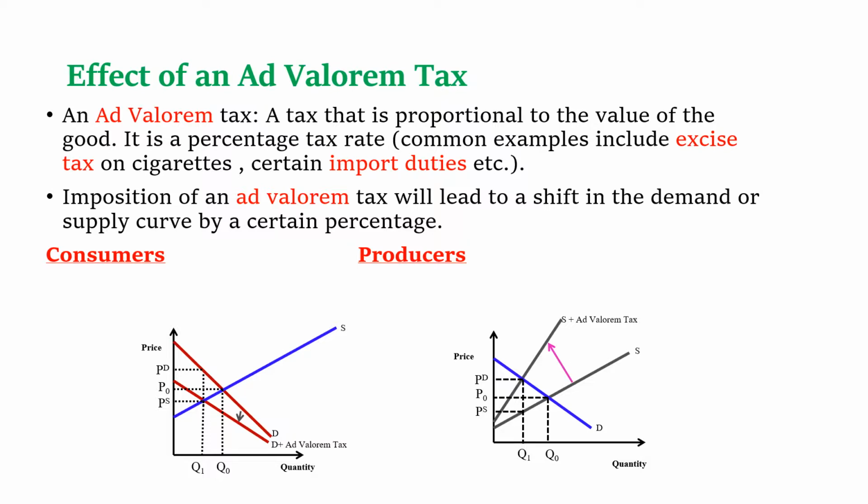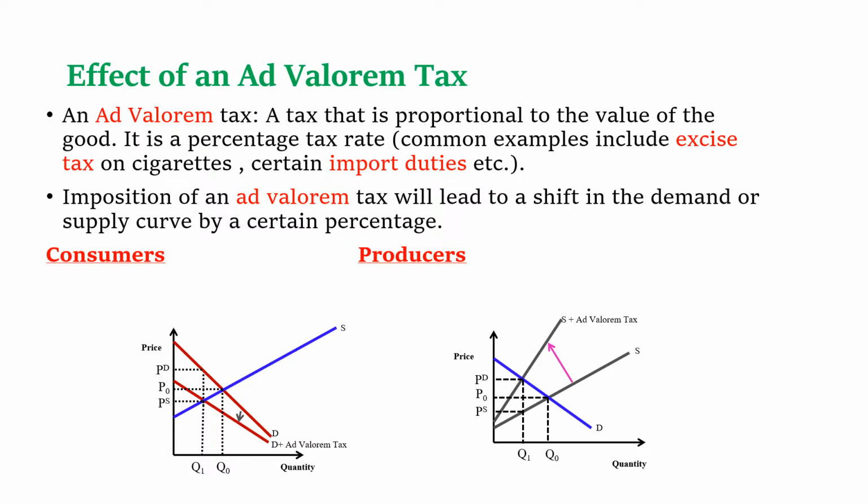Now, what will happen when an ad valorem tax is imposed? It will lead to a shift in the supply curve by a certain percentage. In other words, the supply curve or demand curve just pivots, right? It is not a complete shift, like a parallel shift. If you look at the supply curve, it's like a funnel here, right? Because the tax is ad valorem, the supply curve, instead of shifting to the left parallel to the original supply curve, just pivots.